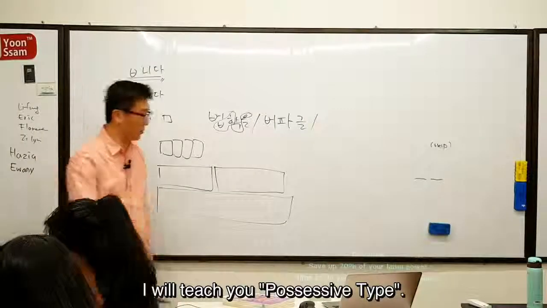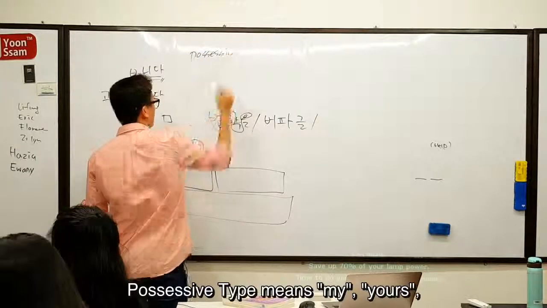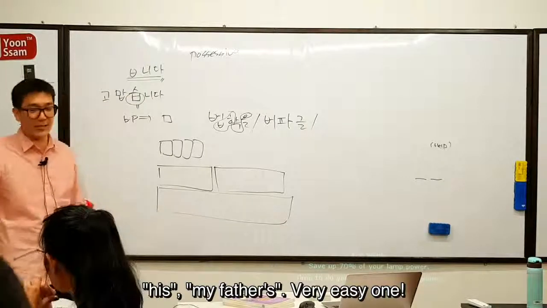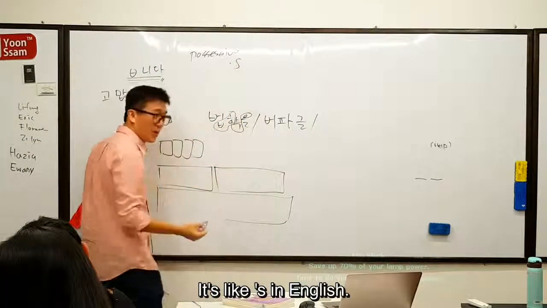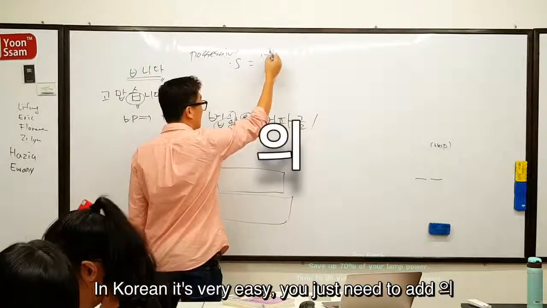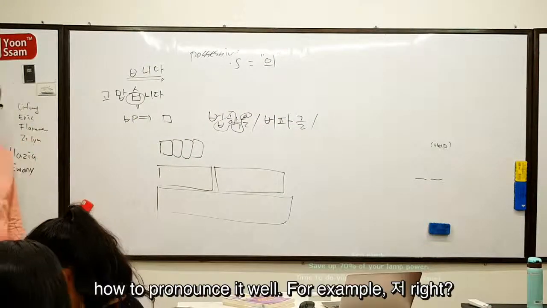I will teach you possessive time. Possessive time means my, your, his, my father's. Very easy one. It's like apostrophe S in English. In Korean, it's very easy. You just need to add 의. That's why your pronunciation of 의 is very important. You need to know how to pronounce it well.